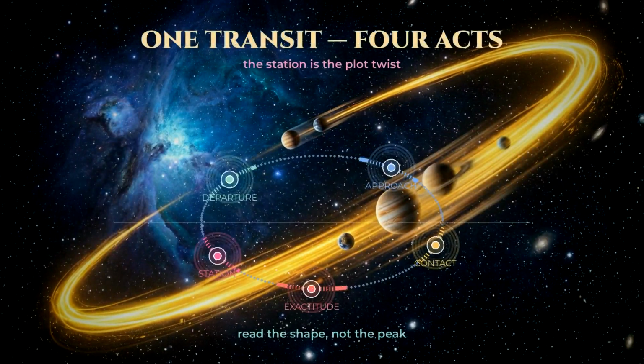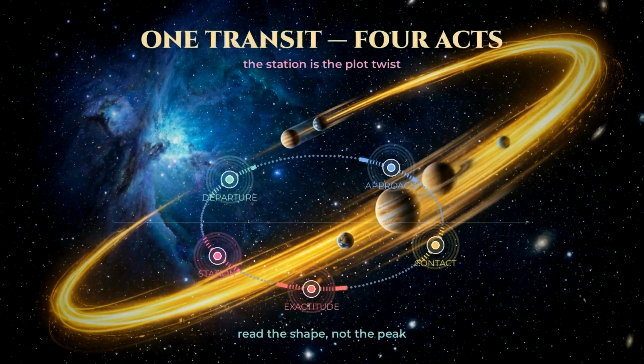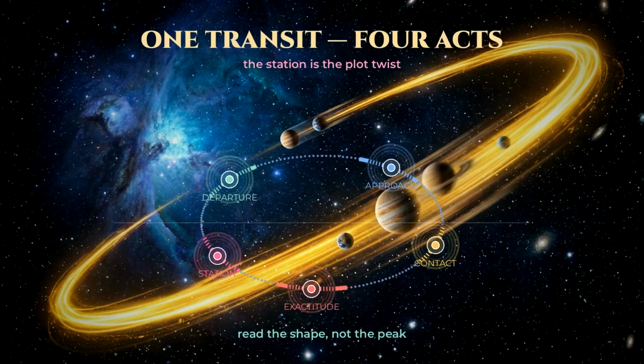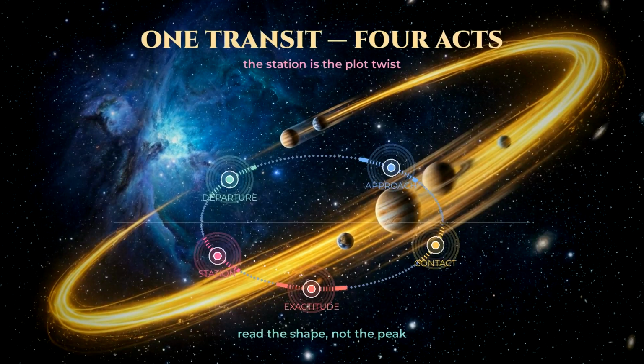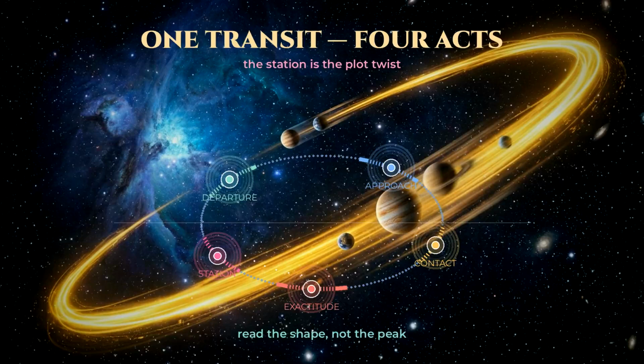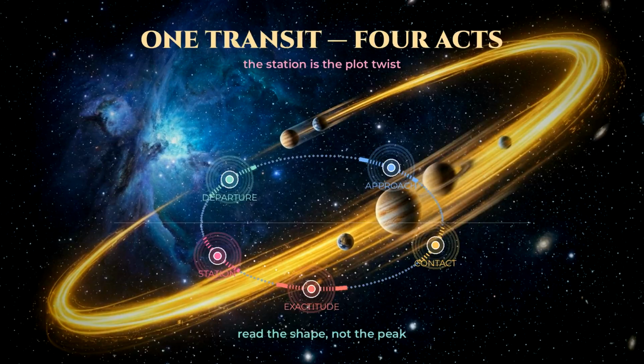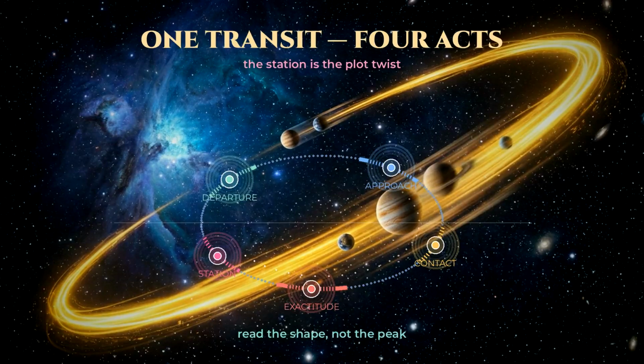And now we come to the third technology, the one that changes how you experience time itself. Transit narrative arcs. Most astrologers read a transit like a weather report. Saturn is squaring your sun for the next 3 months. Expect difficulty. One static sentence. No beginning, no middle, no end.